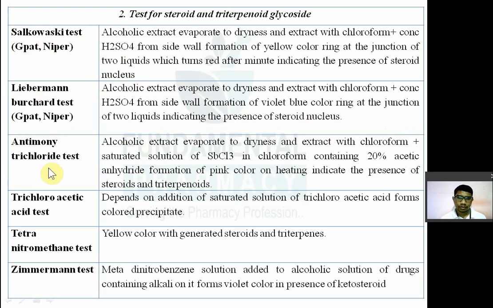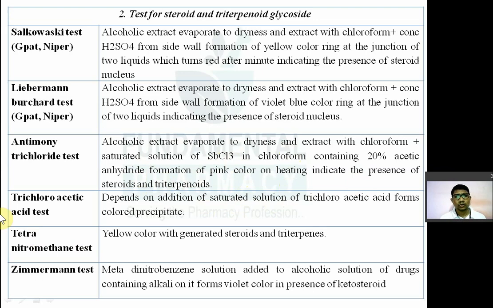Remember. Third one is the antimony trichloride test. Again, you make an alcoholic extract of your drug, evaporate to dryness, and extract with chloroform, and add saturated solution of antimony trichloride in chloroform containing 20% acetic anhydride. Now, formation of pink color on heating indicates the presence of steroid or triterpenoid. That is the antimony trichloride test.